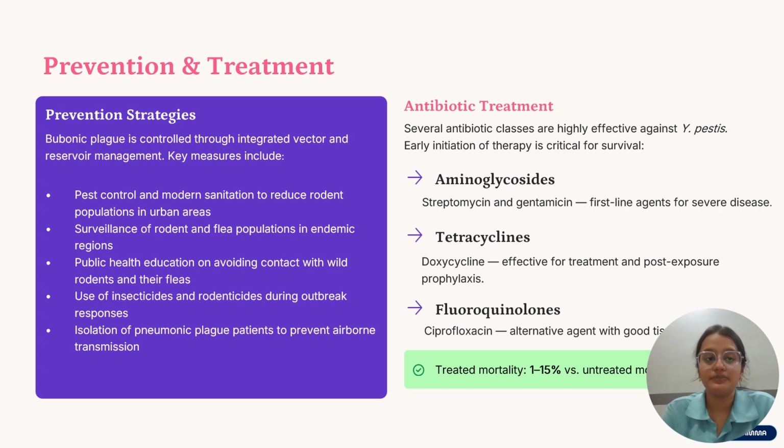Prevention and treatment. Prevention strategies: pest control and modern sanitation, and rodent and flea control should be taken care of. Rodenticides and insecticides should be used, along with public health education, avoiding contact with wild rodents and their fleas. Isolation of pneumonic plague patients to prevent airborne transmission. Now, antibiotic treatment includes aminoglycosides, tetracycline, and fluoroquinolones.